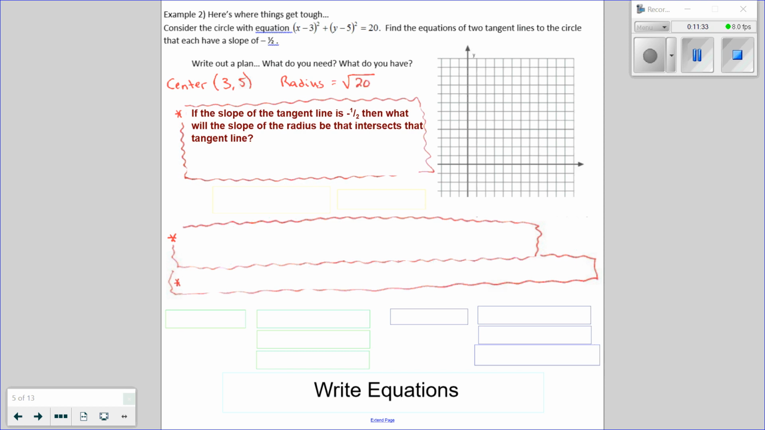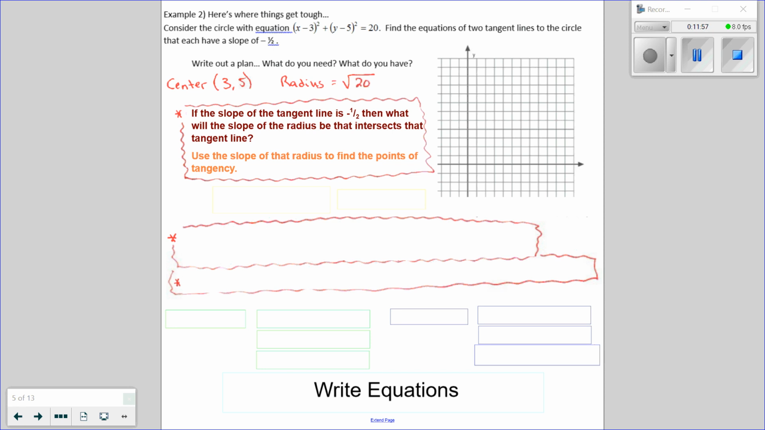If the slope of the tangent line is -1/2, then what will the slope of the radius be that intersects that tangent line? So if I know the tangent line slope is -1/2, what's the radius slope? We're going to use that slope to find the points of tangency.